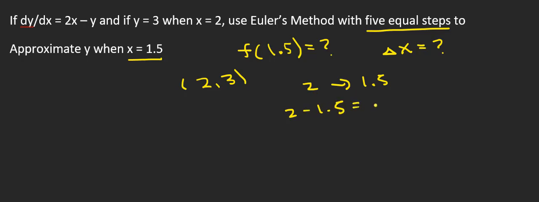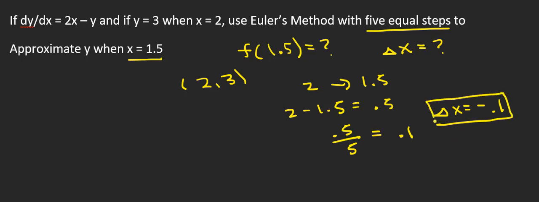So what is 2 minus 1.5? That's 0.5. And we're using 5 equal steps. So 0.5 divided by 5 will be 0.1. But notice, in order to get from 2 to 1.5, delta x has to be negative 0.1. So that is going to be our delta x.